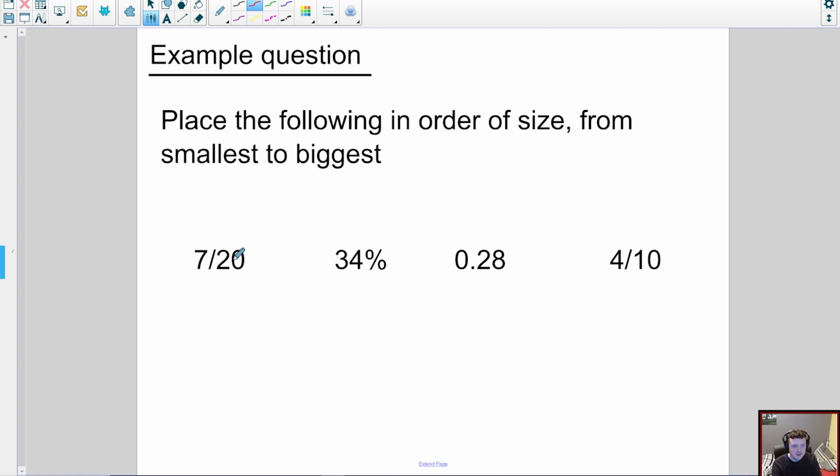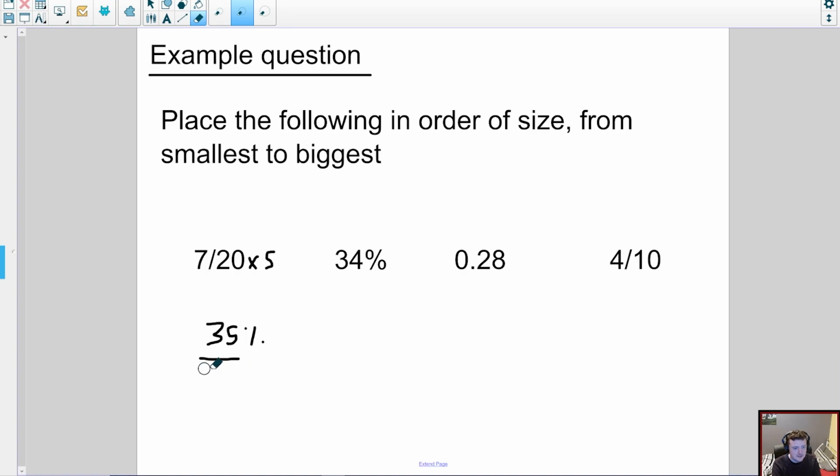How many 20s in 100? Well, 20 times by 5 is 100. So we're going to write that down. 20 times by 5 equals 100. What I do to one side, I must do to the other. So what we end up with is something out of 100. 7 5s is 35. So what we end up with is 35%. And I can remove my fraction part.